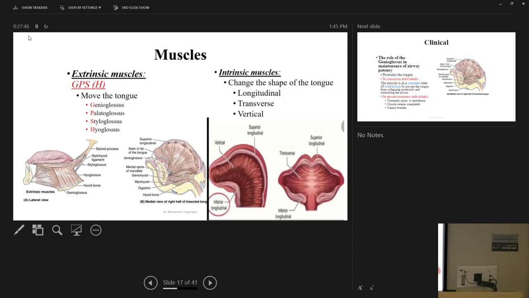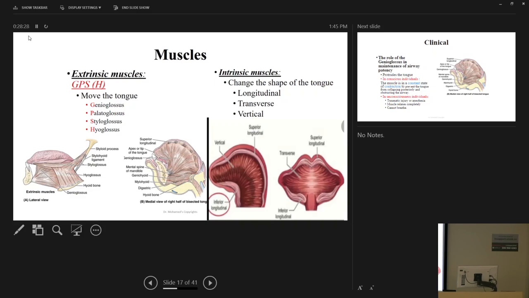Interestingly, all of them end in glossus, right? So genioglossus, palatoglossus, styloglossus, hyoglossus, those are the 4 extrinsic muscles of the tongue, right? 3 of those muscles are innervated by the hypoglossal nerve: genioglossus, styloglossus, hyoglossus. Except this one, palatoglossus. It's innervated by the pharyngeal branches of the vagus nerve. Done.